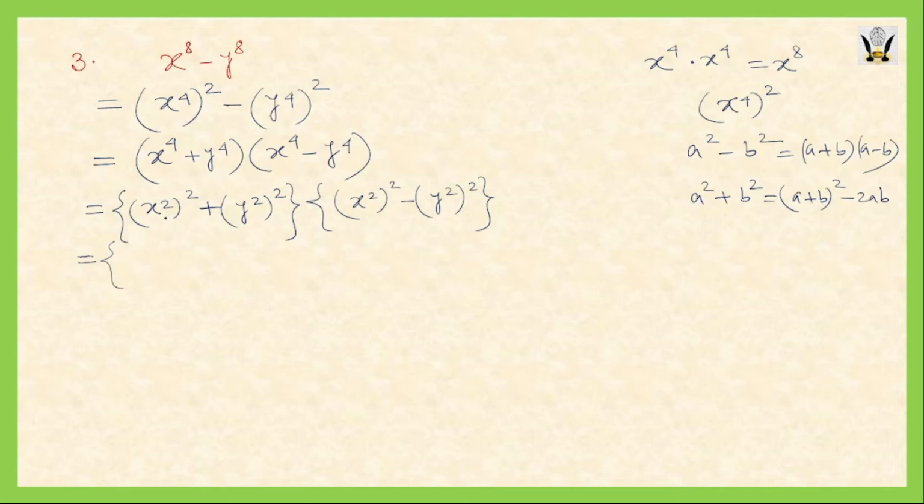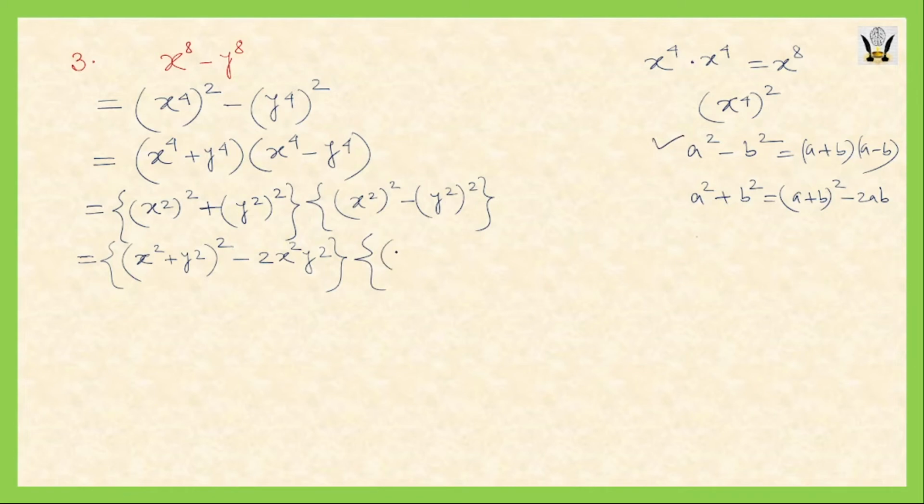So this time x square is our a and y square is our b, so it will be a plus b whole square first. So it will be written as x square plus y square, a plus b then whole square, and then we have this term minus 2ab. So it will be minus 2, and x square is our a and y square is our b, so it will be written like this. And then in the second factor we have x square whole square minus y square whole square.